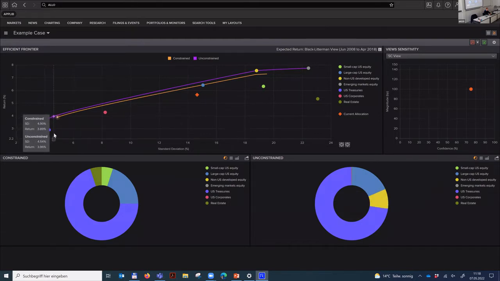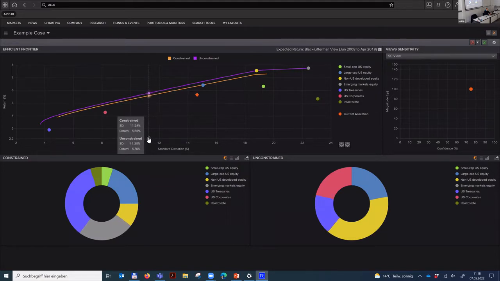So the more and more I move, see that small cap US equity stays at zero. Non-US developed equity increases. And here is our portfolio as well, where US corporate bonds are starting to increase. And on this whole line, you will see different corner portfolios if you do it by yourself. Therefore, the weights will drastically change.